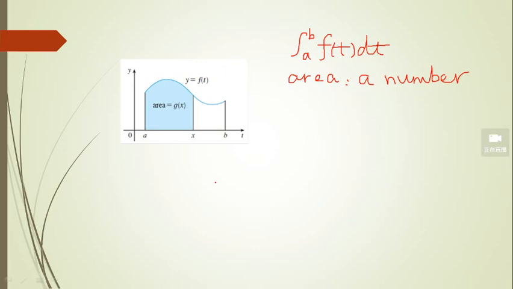Now let's check. If we cut some area like this one, if we decide a value between a and b, this one is x, and of course this x can shift between a and b, then we can form some area from a to x. Then how can we represent this area?